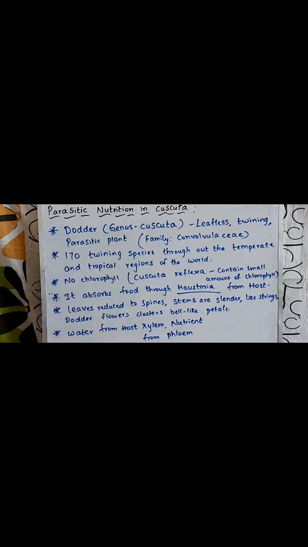And the genus name here is Cuscuta. Around 170 twining species are present throughout the temperate and tropical regions of the world. It doesn't consist of any chlorophyll. So it is very clear it doesn't consist of chlorophyll, so it cannot prepare its own food material but depends on others for food material.